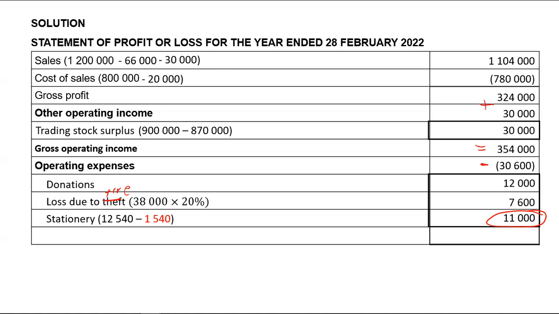That is your operating expense. How did I get this 30,600? By the way, I took this 12,000, I added 7,600, and I added 11,000. That's how I got that 30,600. So I'm simply minusing all my expenses. And when I minus my expenses incurred, I will be left with operating profit before interest expense, or simply gross operating income. I prefer to say operating profit.